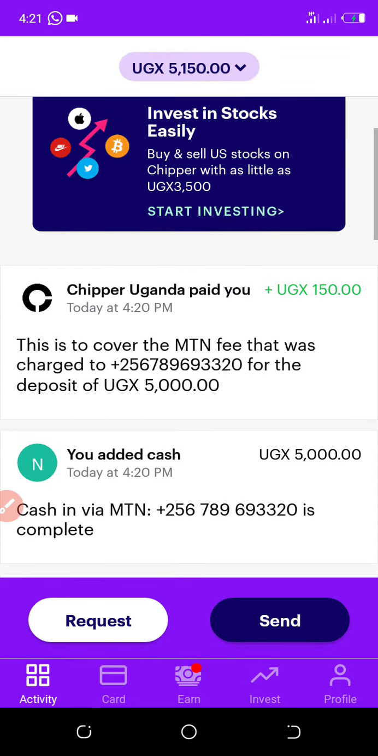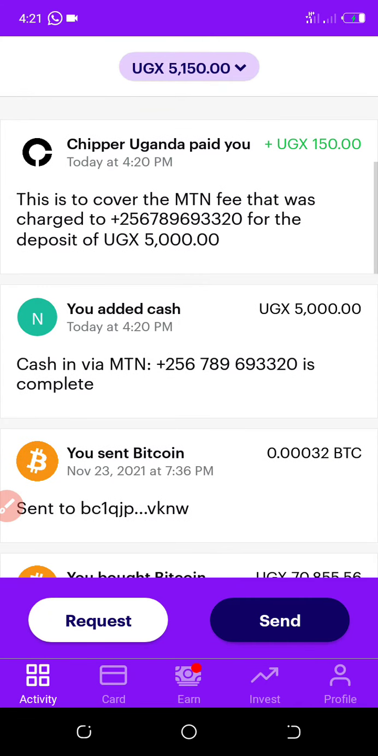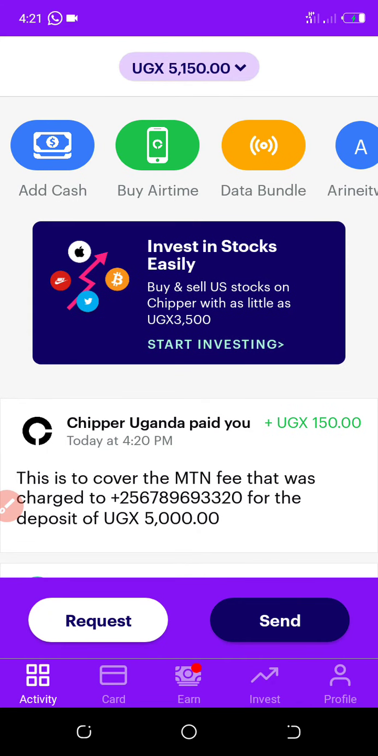Here the message says Cheaper Cash paid you 150. This is to cover the MTN fee that was charged to your MTN number for deposit of 5k. So that's how you can deposit money on your Cheaper Cash account.